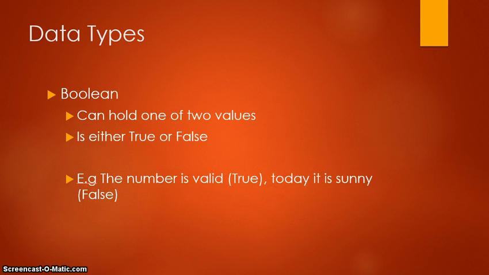Boolean. Boolean can have one of two values. It's either true or false. The number is valid. True. Today is sunny. False.